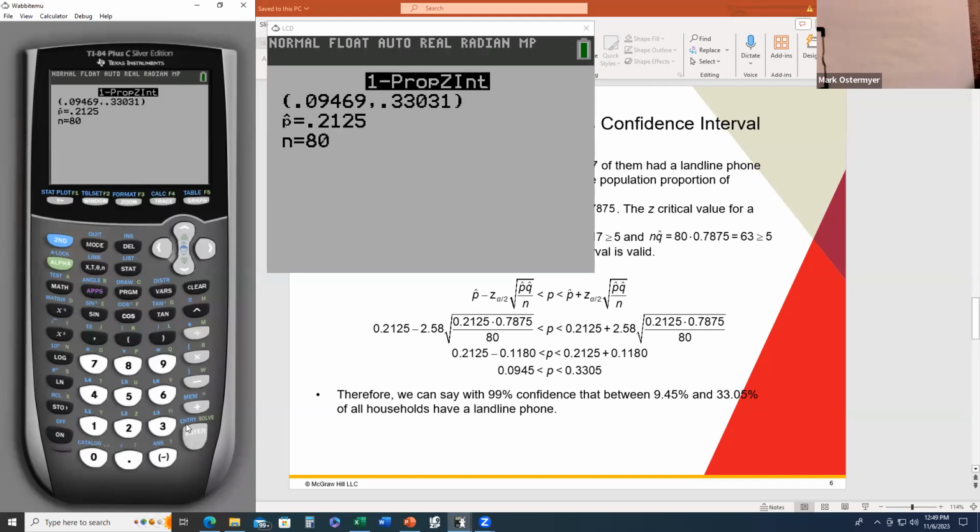And ladies and gentlemen, you have your answer. There's your 95% confidence interval. Notice your calculator also computed the sample proportion, which is 0.2125, which is 17 divided by 80. Any questions how we use this one prop z int function to build a confidence interval for an unknown population proportion?